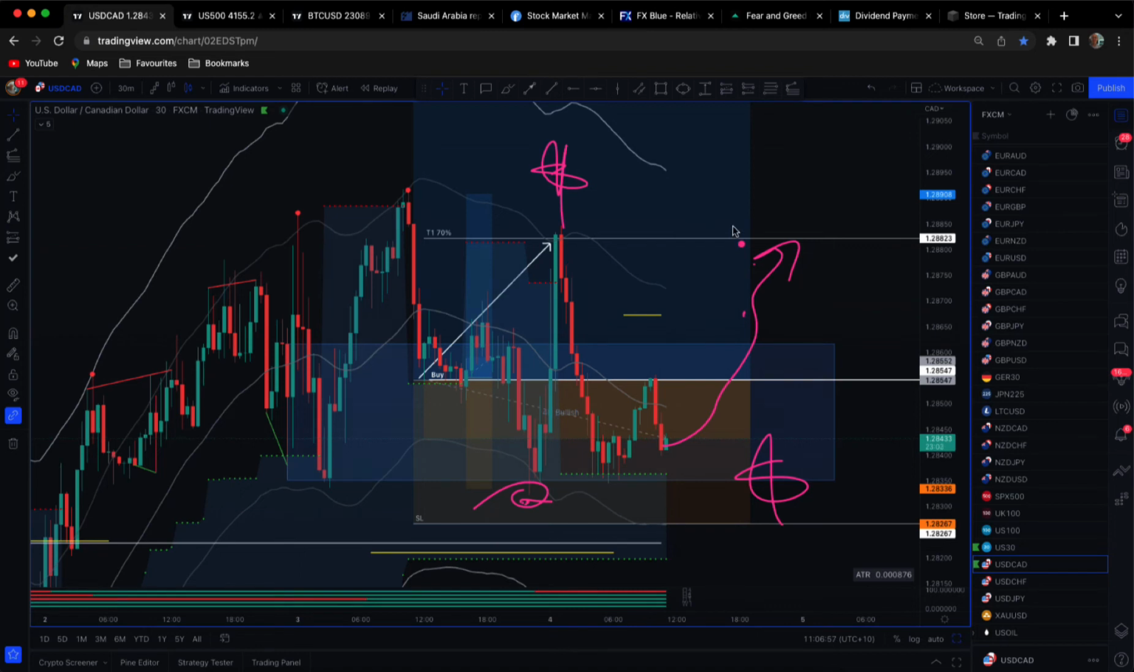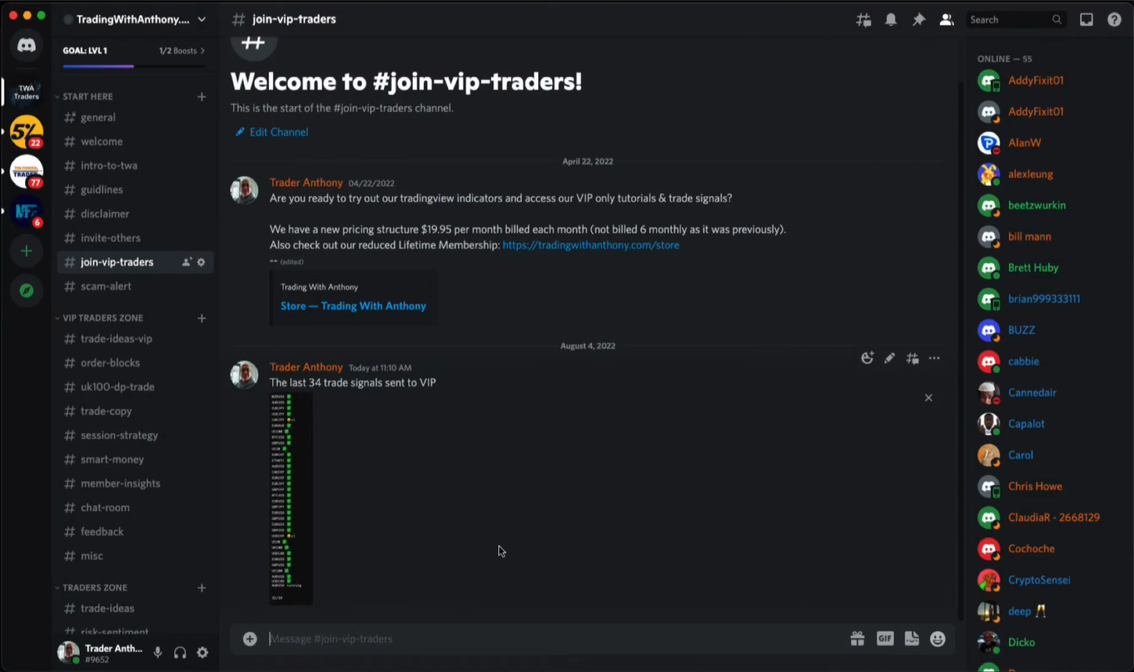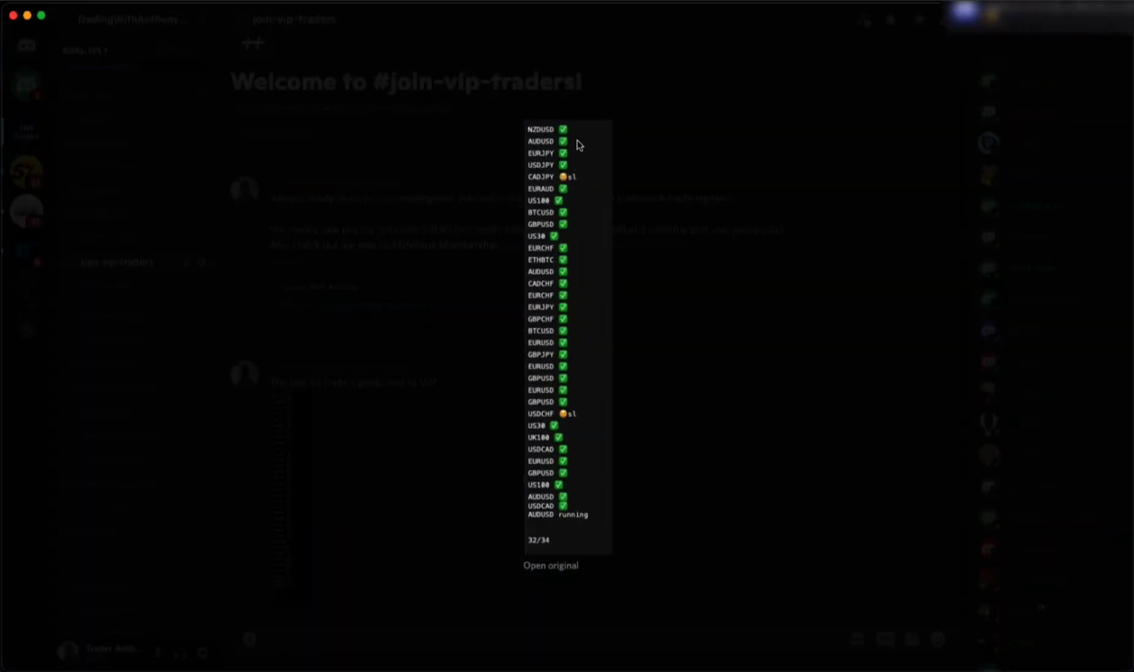So the US 30 was a no-go. We didn't trade it. Dollar CAD in the money, and the Aussie dollar still running. Okay guys, that's yesterday's trade signals recap. I've just updated the last trade signals screenshot that I've got here. Last 2 trades, dollar CAD, Aussie dollar, and the US 30 wasn't a trade. Dollar CAD in the money, Aussie dollar is still running.